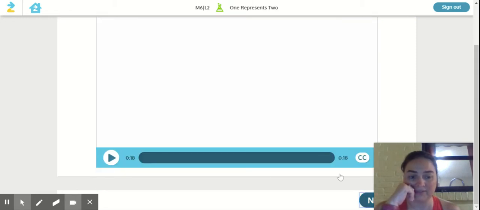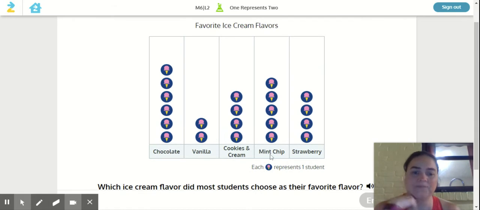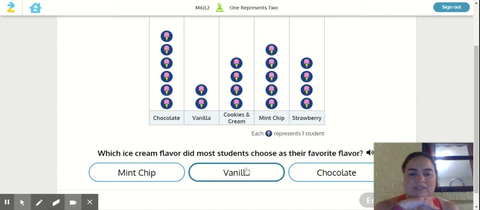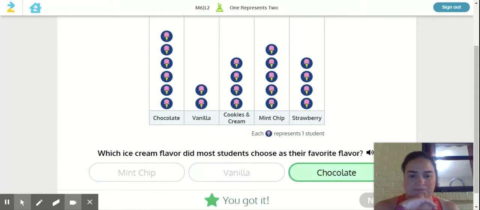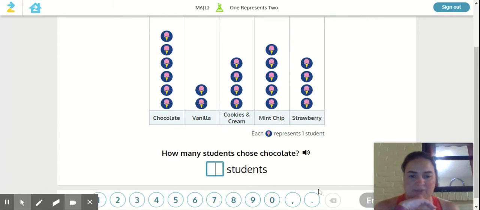Okay, so here's our picture graph. I gotta click next. Come on, Miss French. Okay, so there were 1, 2, 3, 4, 5, 6 people that wanted chocolate, 2 that wanted vanilla, 4 that wanted cookies and cream, 1, 2, 3, 4, 5 that wanted mint chip, and 4 that wanted strawberry. It says, which flavor did most students choose? I better look for the one with the most. That was chocolate. And it tells me, yep, you got it.